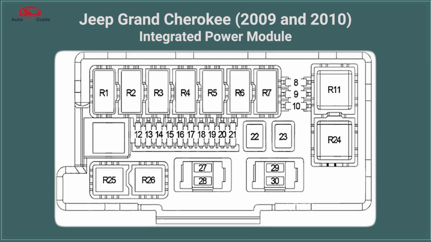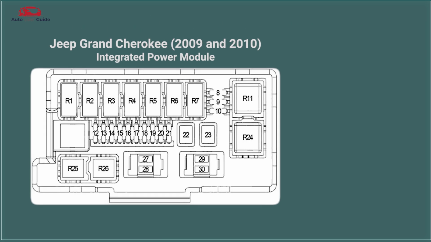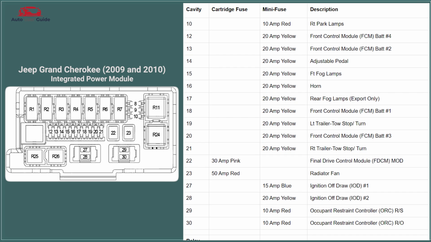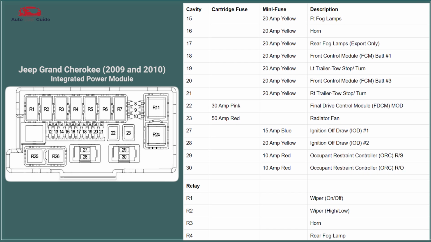The integrated power module in the 2009 and 2010 Jeep Grand Cherokee centralizes fuses and relays to manage and protect power distribution to critical systems like the engine, lighting, HVAC, and drivetrain.